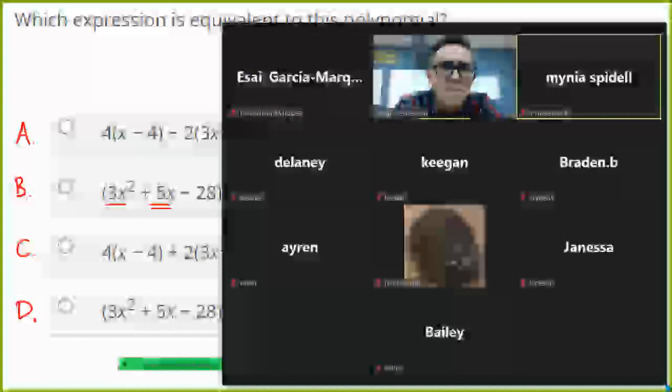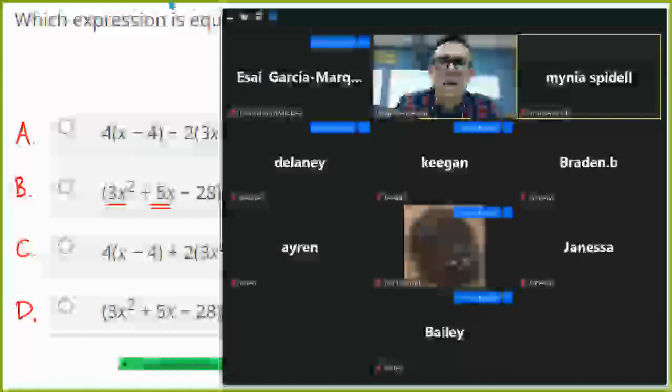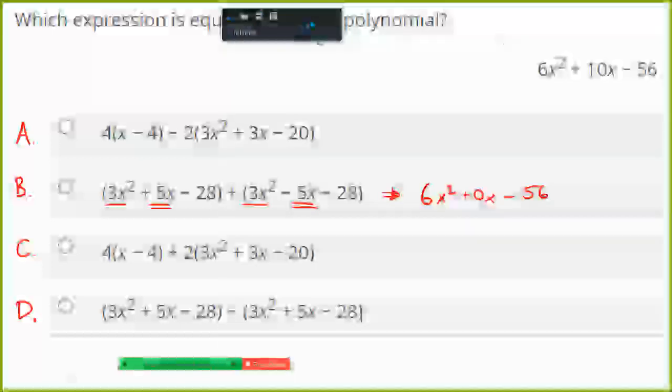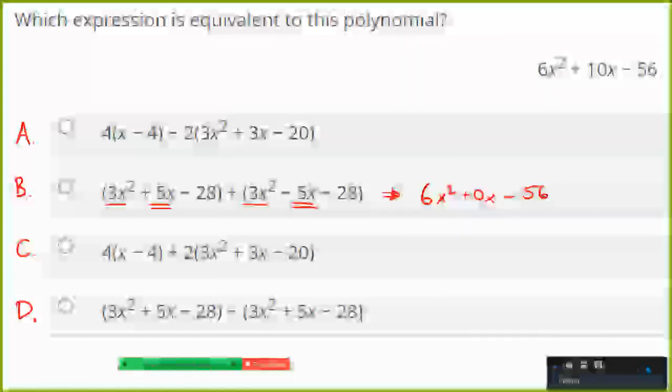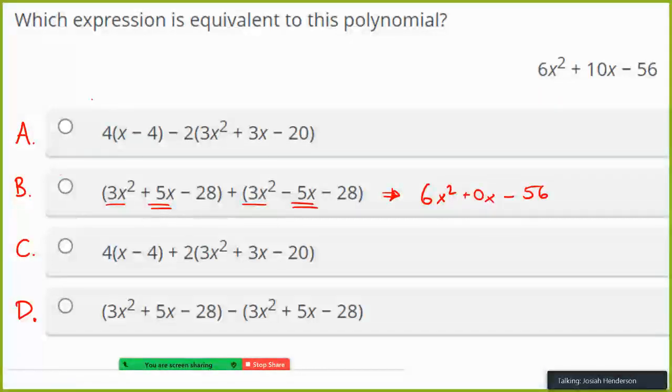Let's look at this problem. It sucks, but we just have to work through each one, because A, B, C, and D are all confusing looking at a glance, right? We basically need to figure out which one matches with the polynomial at the top, the 6x squared polynomial. So let's look at A and C, the more complicated ones.